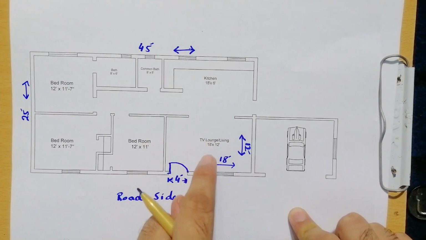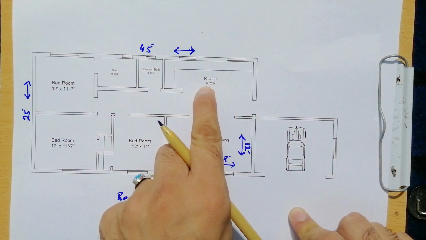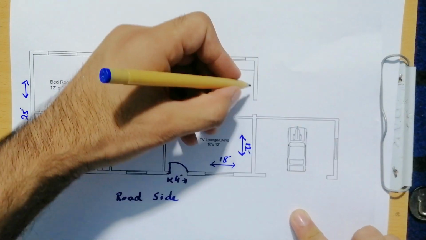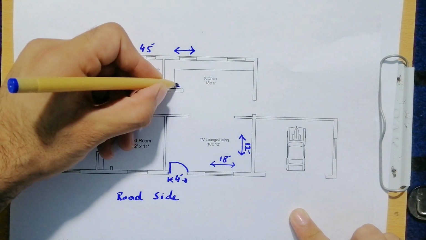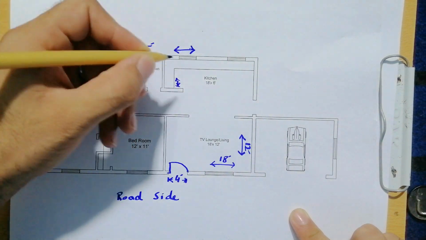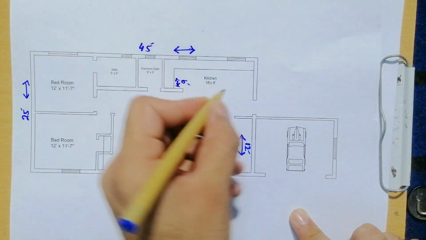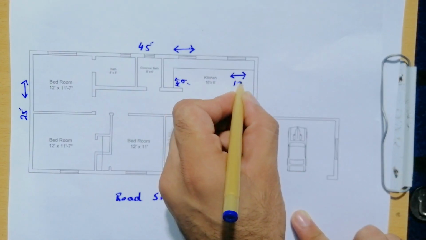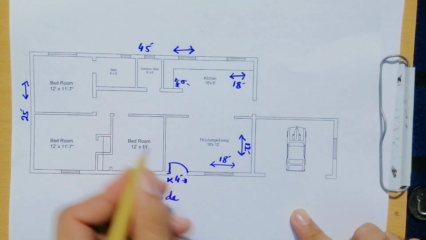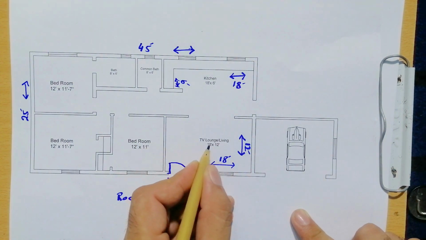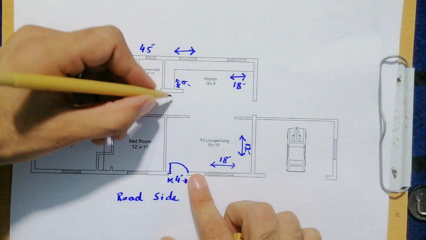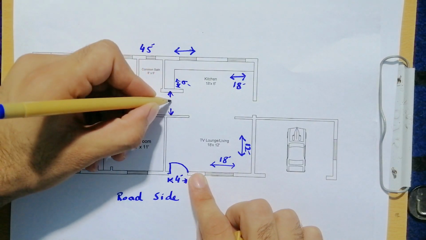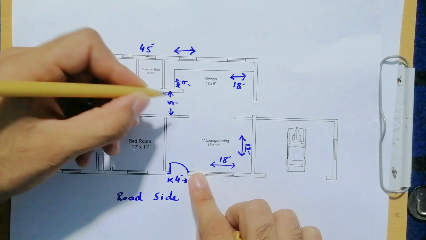Now the opposite of this TV lounge is the kitchen, and the size of the kitchen is 18 feet by 6 feet. Its width is 6 feet and its length is 18 feet, the same as the TV lounge length. Now you can see this is the lobby, and the width of this lobby is 5 feet.